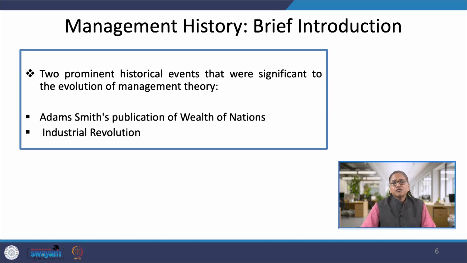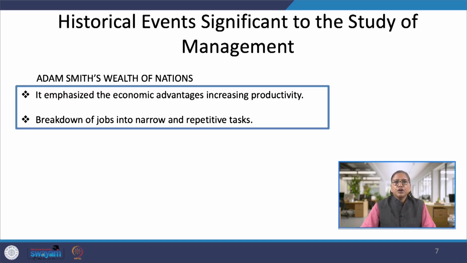Two prominent historical events that were significant to the evolution of management theory are Adam Smith's publication of a book called Wealth of Nations and the Industrial Revolution. The context of the Industrial Revolution has a huge impact on the development of management theory. Historical events significant to the study of management start with Adam Smith's Wealth of Nations.